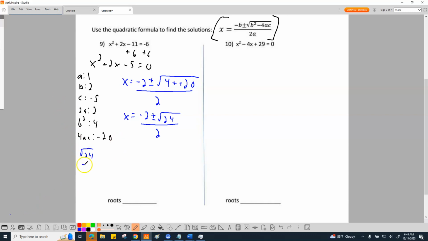A lot of y'all still are either cheating or never learned this. It's kind of annoying, but it's very easy to break this down. We just have square root of 4 times square root of 6. And then I end up with 2 square root of 6. So I can replace that here. X equals negative 2 plus minus 2 square root of 6 over 2.